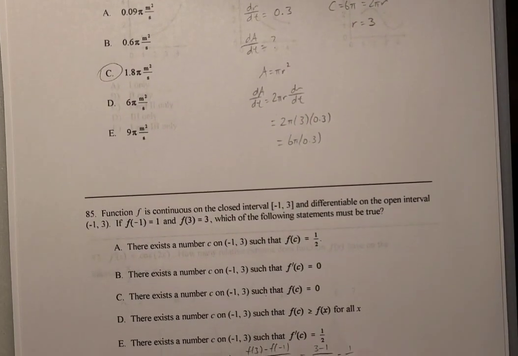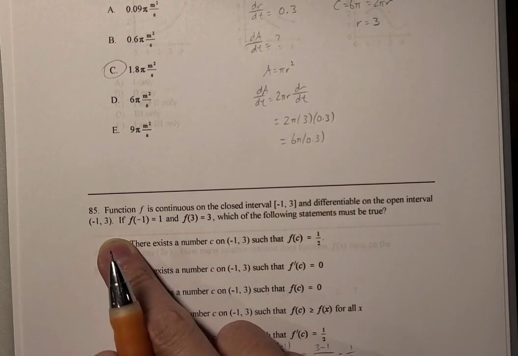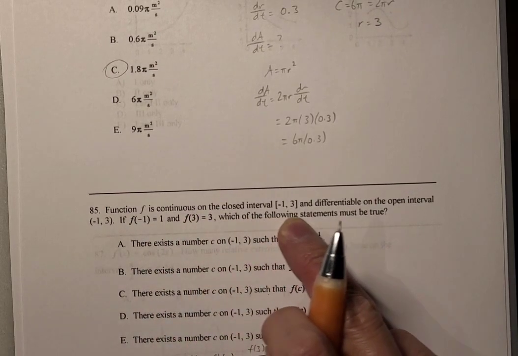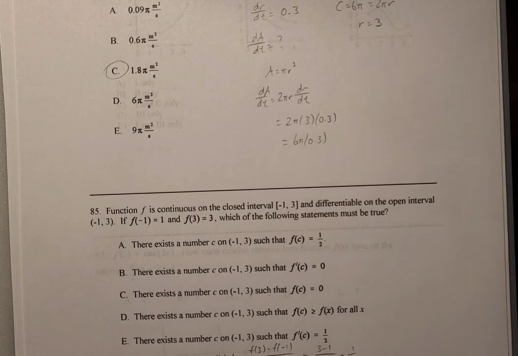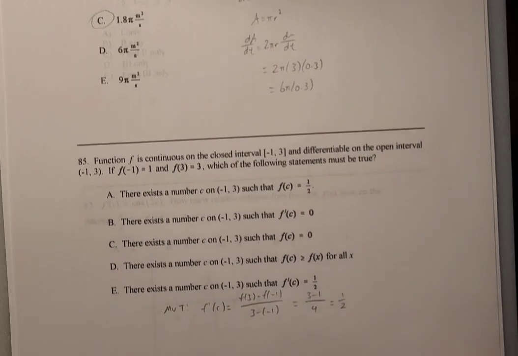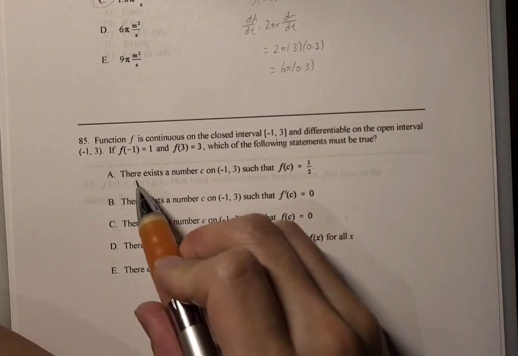Function f is continuous on the closed interval, -1 to 3, and differentiable on the open interval, -1 to 3. If f of -1 is 1 and f of 3 is 3, which of the following statements must be true? Okay, so this is probably testing you on mean value theorem, intermediate value theorem, all that kind of stuff. Since I did this problem before, let's pick out A and C first.